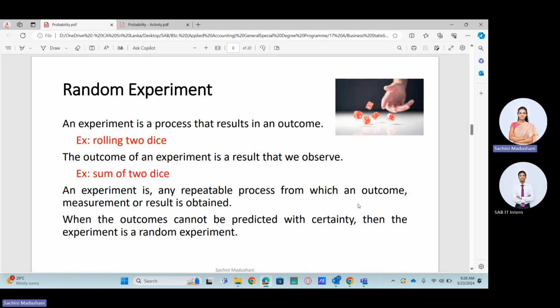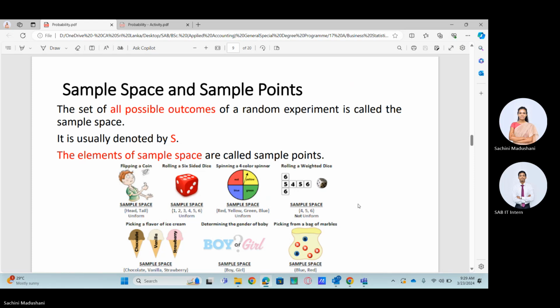That kind of experiment we call a random experiment. In the probability concept, we use random experiments. The results of a random experiment we call outcomes. Tossing a coin is a random experiment. What are the outcomes here? Head or tail. Rolling a dice is a random experiment. What are the outcomes? The numbers 1 to 6. Is it clear? Okay.